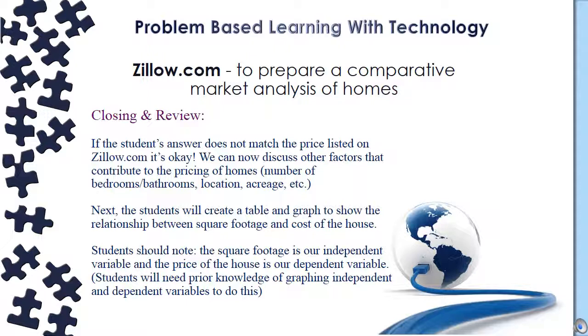If the student's answer does not match the price listed on Zillow.com, it's okay. We can now discuss other factors that contribute to the pricing of homes: number of bedrooms, bathrooms, the location, acreage, etc. Next, the students will create a table and graph to show the relationship between square footage and cost of the home. Students should note that the square footage is our independent variable and the price of the house is our dependent variable.